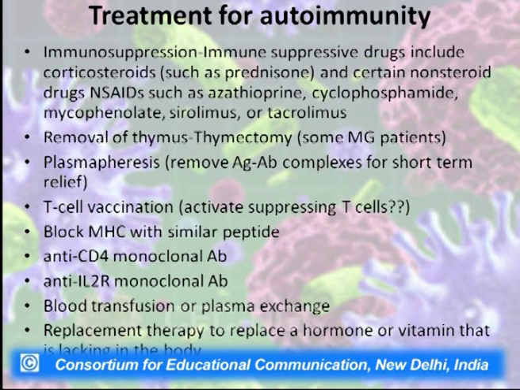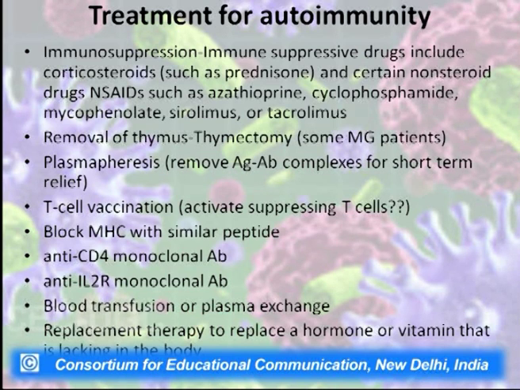Most of the immune suppressive drugs are corticosteroids like prednisone, and certain non-steroidal drugs, which we say non-steroid anti-inflammatory drugs or NSAIDs, such as azathioprine, cyclophosphamide, mycophenolate, sirolimus or tacrolimus. All these drugs are used to immunosuppress. That means we are suppressing the immune system. We have established there is a production of autoantibodies. Now, what we have to do is suppress the immune system in these individuals. This can be done by corticosteroids also or by NSAIDs also.